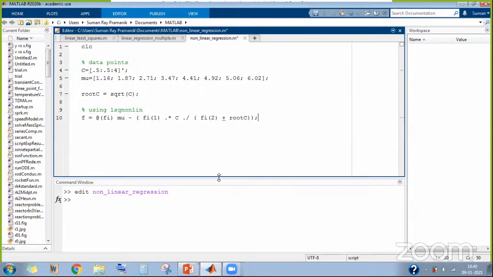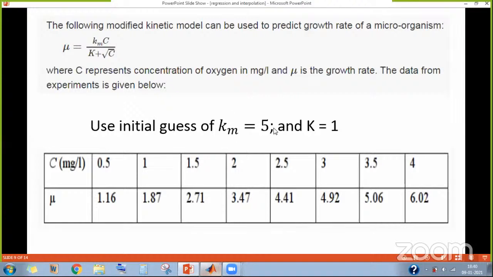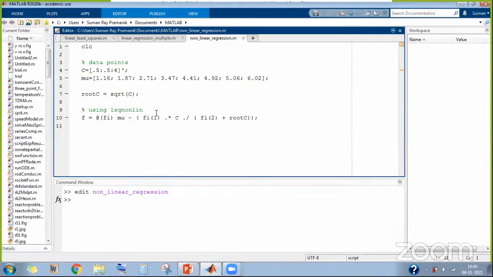Okay. So now we are done with the function. We have already created the function. And the question also stated that we will use initial guesses of km as 5 and k as 1. As I said, km was the first element in the phi matrix we have stated. We can also do it different ways. You can also take k as the first element and km as the second element. So there are no restrictions with that.